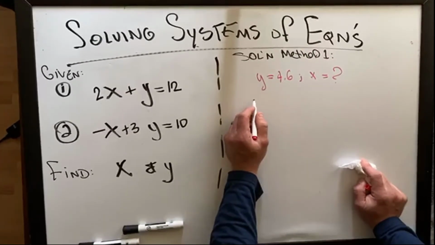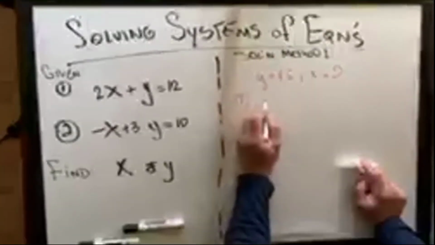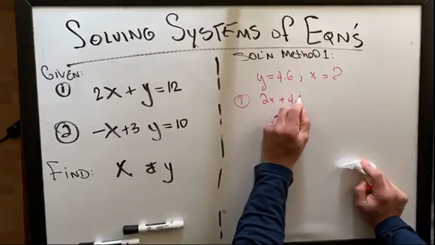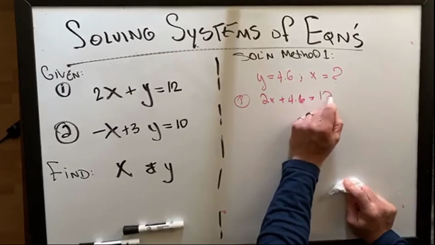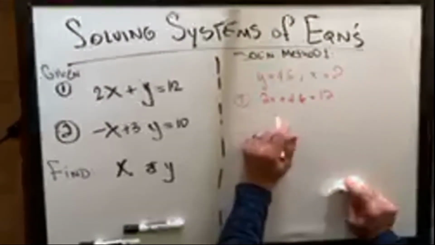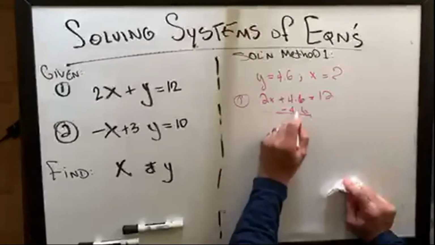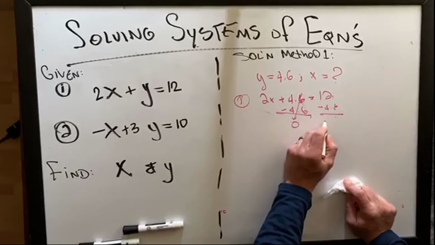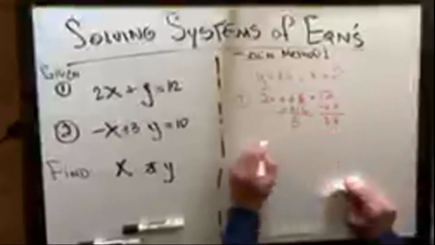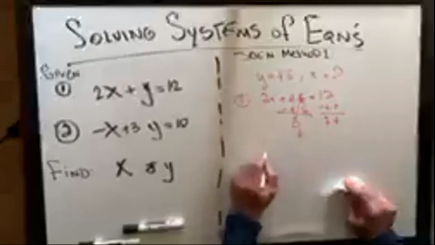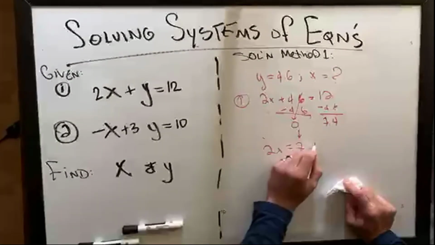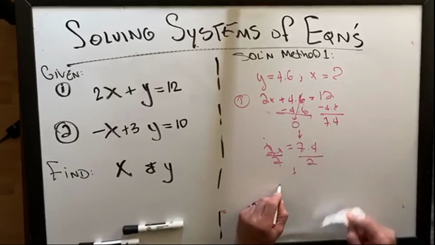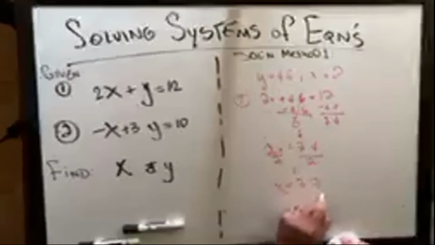Anyway, let's go ahead and throw that back into equation number 1. 2x plus 4.6 equals 12. So we're going to subtract 4.6 from both sides. That goes to 0. So that's going to be 7.4. 2x equals 7.4. Divide both sides by 2. These cancel out, and we're left with x equals 3.7.